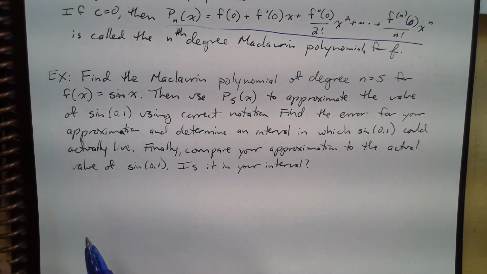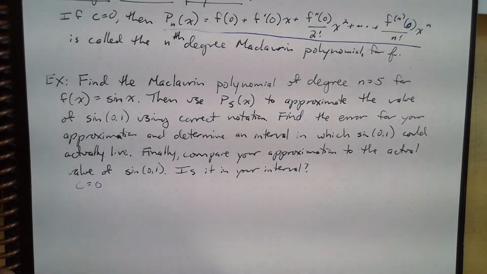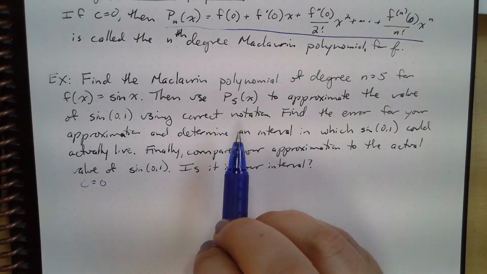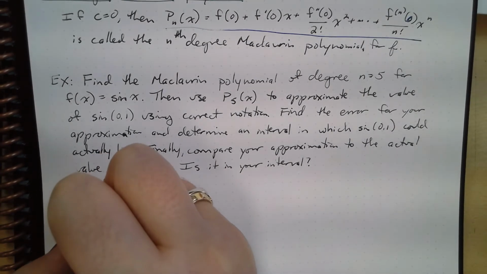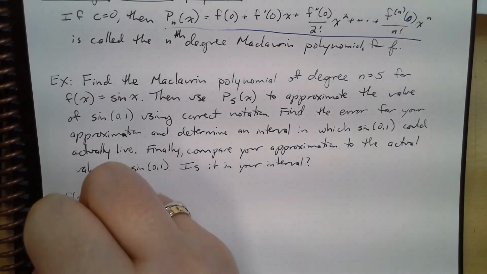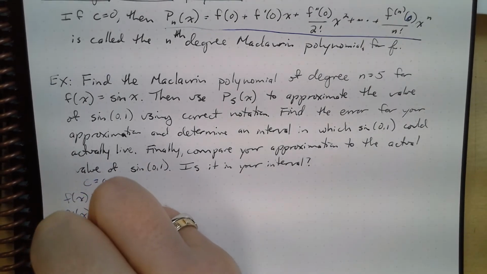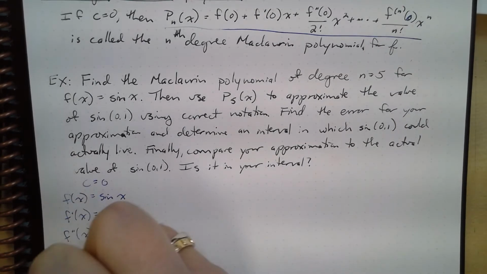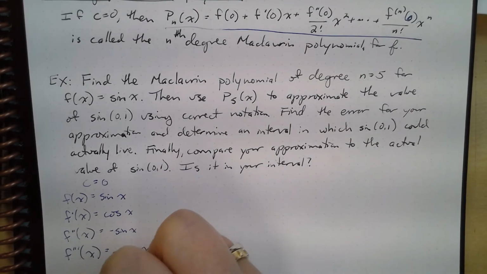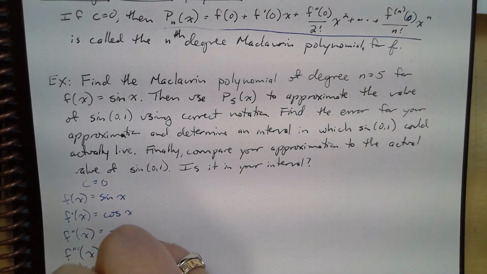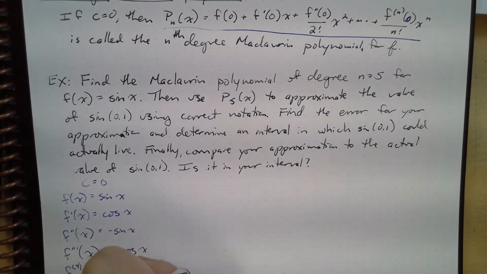Okay, let's do this. Well, if it's a Maclaurin polynomial, then it's centered at 0. So c is 0. And we need to actually have what our coefficients are. So f of x is equal to sine of x. F prime of x is cosine x. F double prime of x is negative sine of x. F triple prime of x is negative cosine of x. F to the fourth of x is equal to sine of x, the fourth derivative. And the fifth derivative of x is cosine of x.